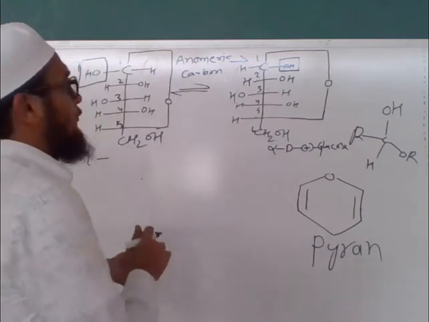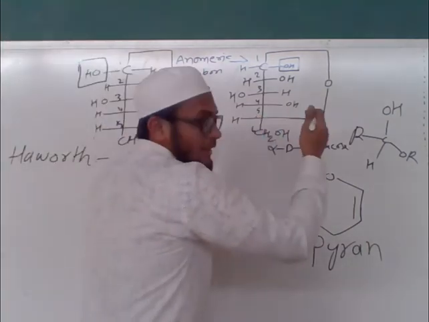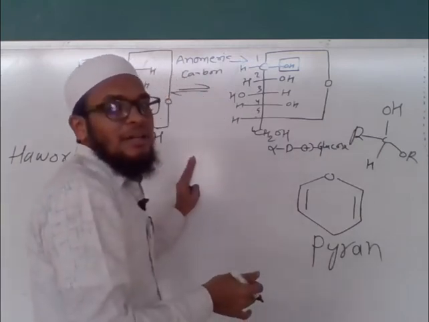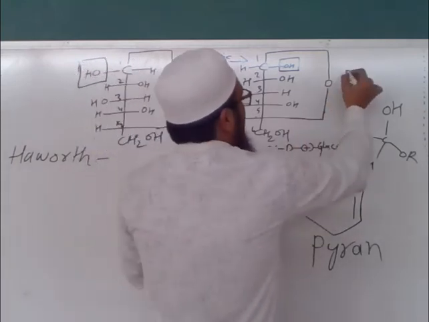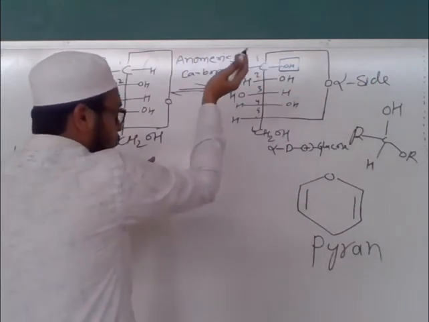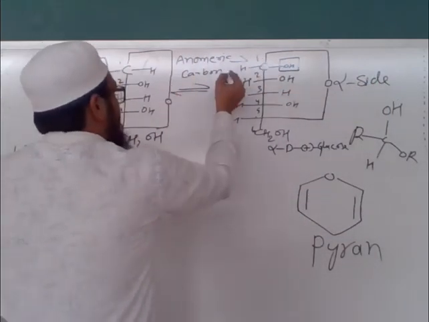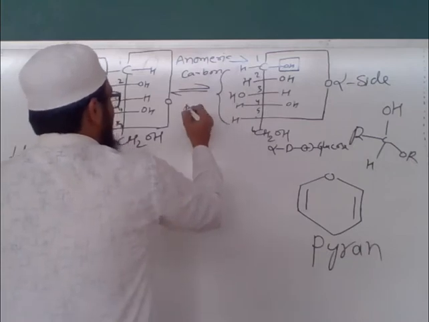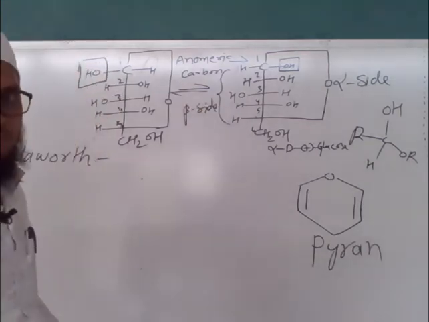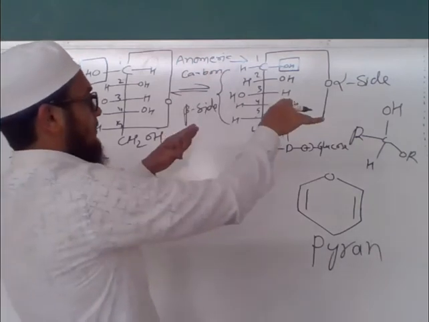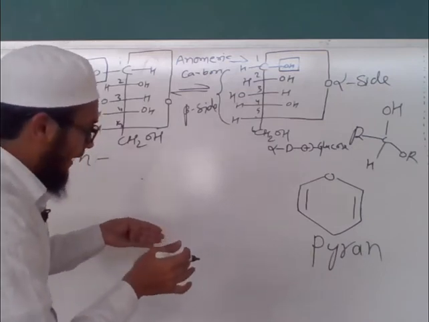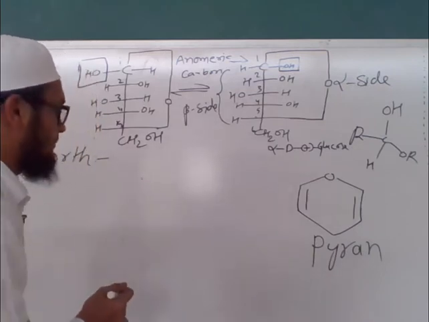So first, whatever is at the right hand side will be named the alpha side. This side is the alpha side, and to the left, this side, it is the beta side. Okay, it is the beta side. So just turn it towards the alpha side, so that the alpha side will go in a down position.